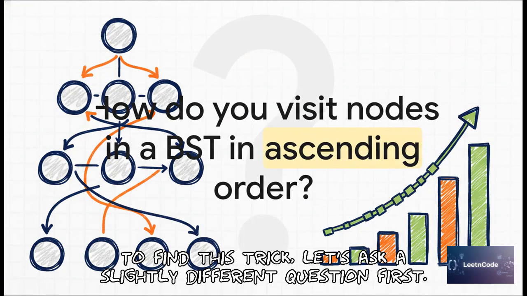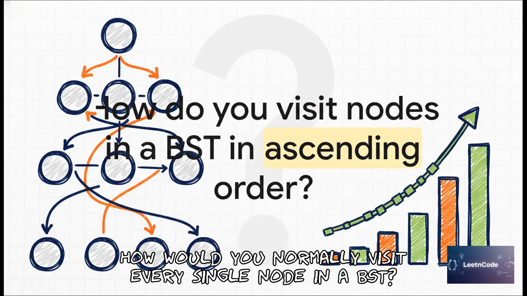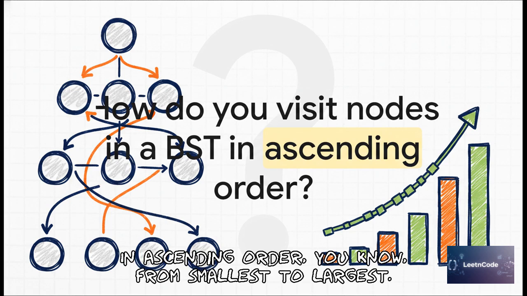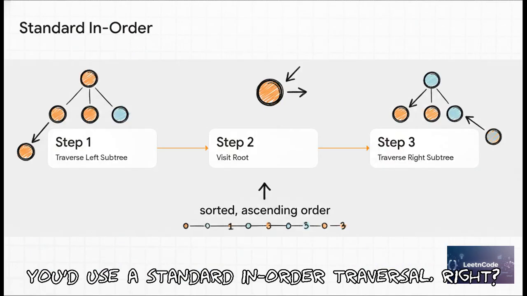To find this trick, let's ask a slightly different question first. How would you normally visit every single node in a BST? In ascending order, from smallest to largest. If you've played around with trees before, you probably know the answer. You'd use a standard in-order traversal, right?